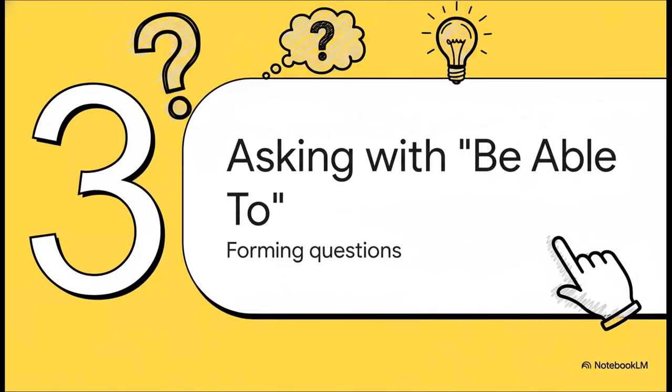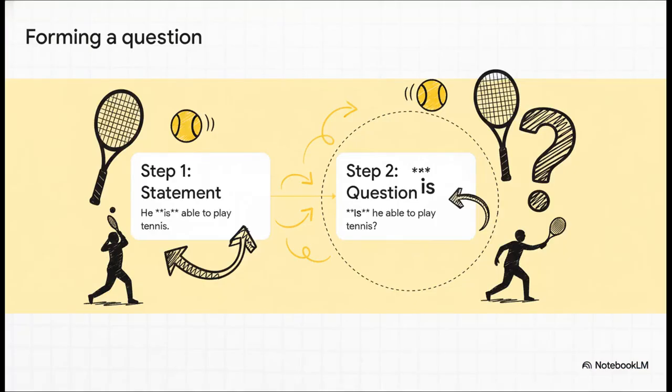Now that we're making statements like pros, the next logical step is to figure out how to ask questions about what other people are able to do. And honestly, it could not be easier. Just look at this. It's a simple two-step process. You start with your basic sentence: He is able to play tennis. Then you just take that be verb, in this case is, and you just pop it right at the beginning. And boom, is he able to play tennis? You've got a perfect question.